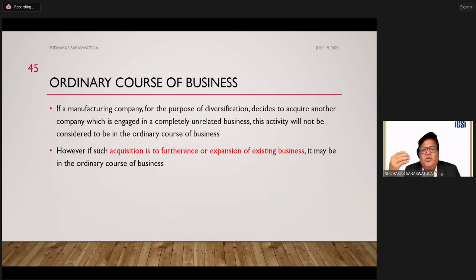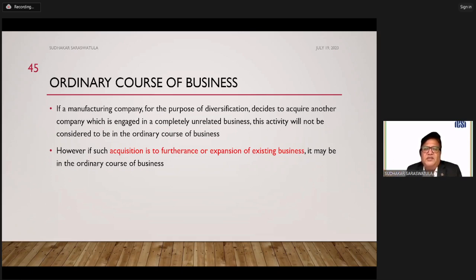When I'm going to expand my activities, and I'm acquiring another company which is in the same line of business, I can always say that for furtherance of business, I'm acquiring this company instead of setting up a greenfield venture. I am acquiring a ready-made company which is available for sale. Even if it is from a related party, of course, it should be on an arm's length basis. That is a different thing. But what we are trying to do here is determination of ordinary course of business.